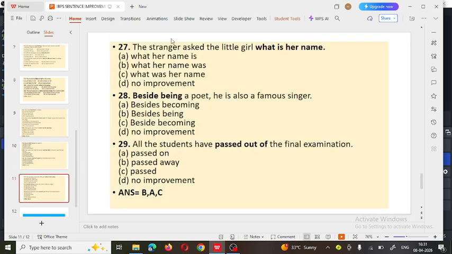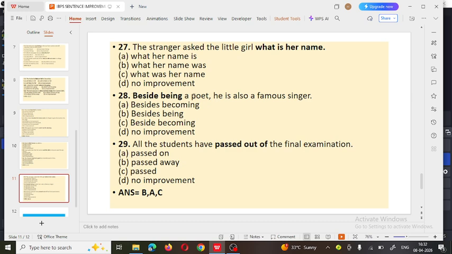Next, the stranger asked the little girl, "What is her name?" Options are what her name was, what was her name. Now, the question means that what we have to use as a conjunction is her name, as the sentence is in the past tense. So her name was, option B is correct here.